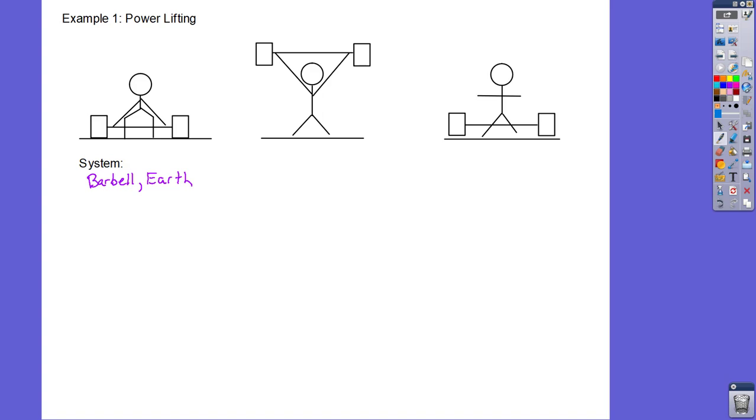I am not going to include the person in the system. So I just want to talk about the potential and kinetic energies of the barbell. I don't want to talk about the person. And this brings up a subtlety. The potential energy of the person is really complicated because there's all this chemical energy that we can change into other forms of energy. When we lift weights, we're undergoing a lot of energy transformations, and that's just not something we want to complicate this with. So we're only going to look at this.